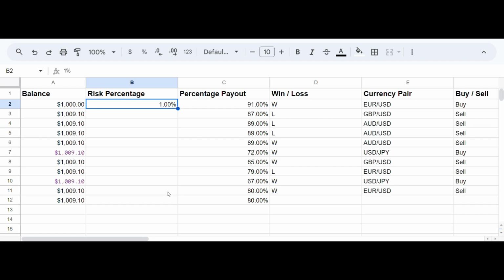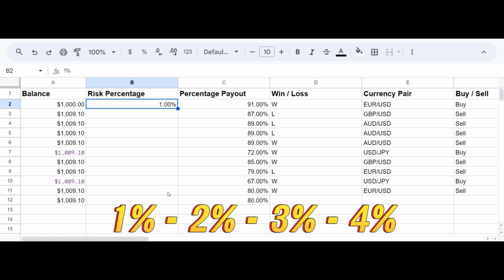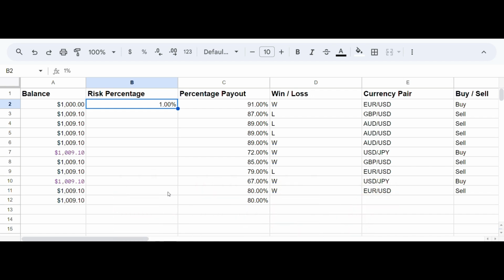Okay. With the scale, it basically works like this. You take your first trade, let's say at 1%. If you lose that trade, you then scale to 2%. If you lose that trade, you scale to 3%. And if you lose that trade, you go to 4%. If you lose that last trade, then you stop trading for the day because you've then lost at least 10% of your account. Okay, so we're going to keep it there.